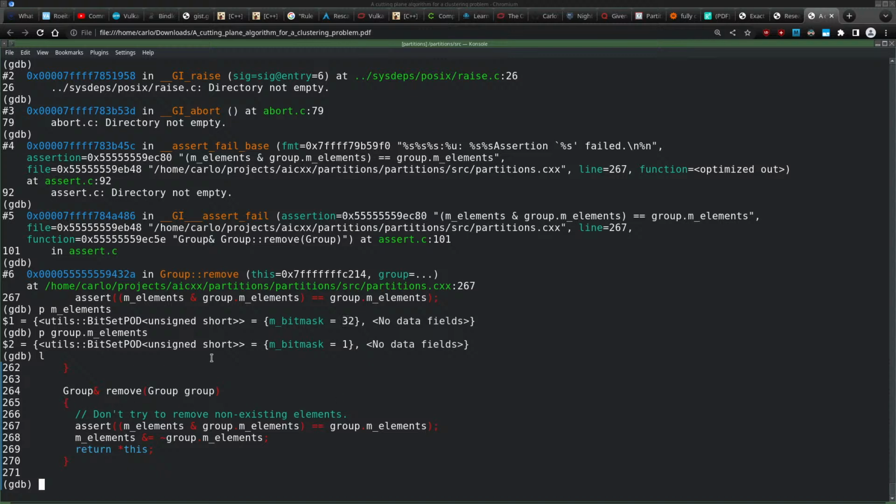Why would I do that? That's correct, right? Current bits is bit 32. Trying to remove 1, yeah.